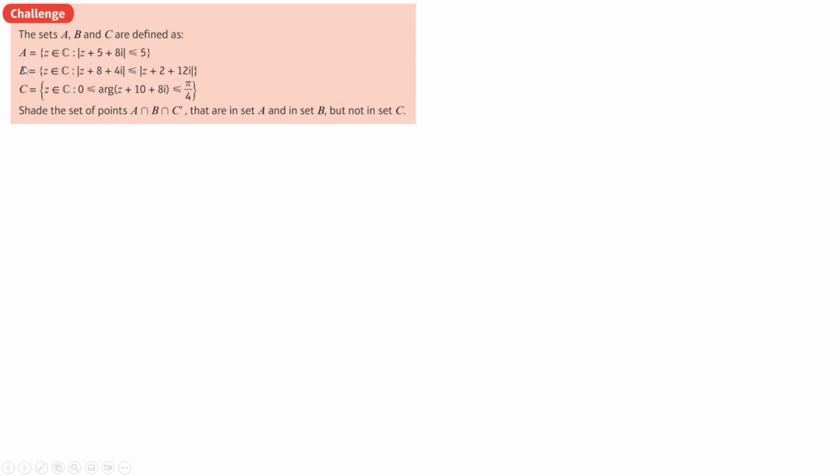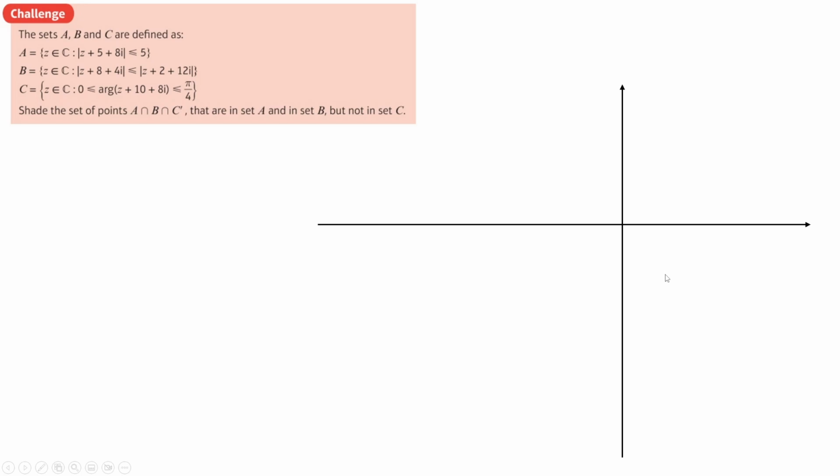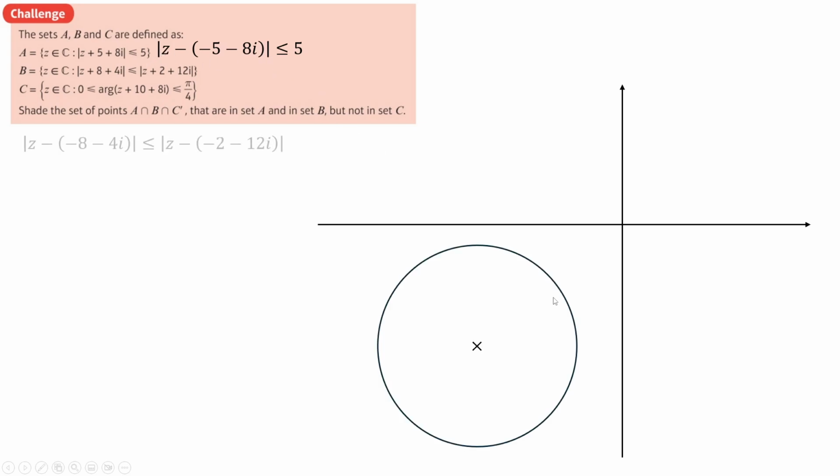So the next challenge question, we've got these 3 sets here. Always draw a diagram, and then always put it into the form z minus something. So for example here it's z minus, in brackets, minus 5 minus 8i, that's less than or equal to 5. So that's just a circle, maybe somewhere there. I've done the same thing for that one and the same for this one.